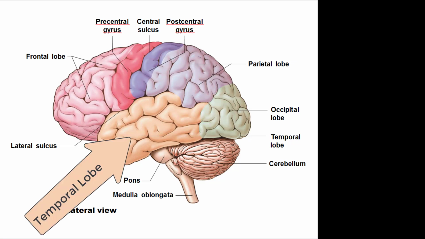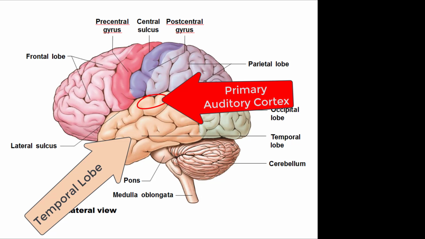Now let's look at the temporal lobe. The temporal lobe is going to have the primary auditory cortex, and that's going to be in an area called the superior temporal gyrus, and there's an area within it called Heschl's gyrus. This is going to be receiving the information from the ears about tone, about auditory stimuli.